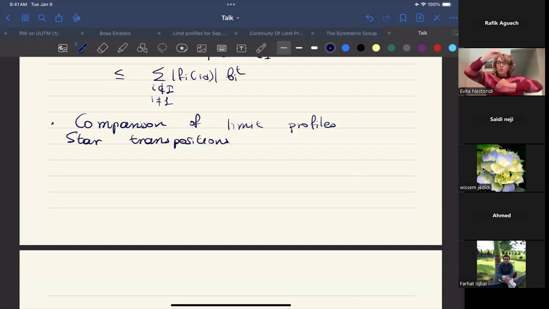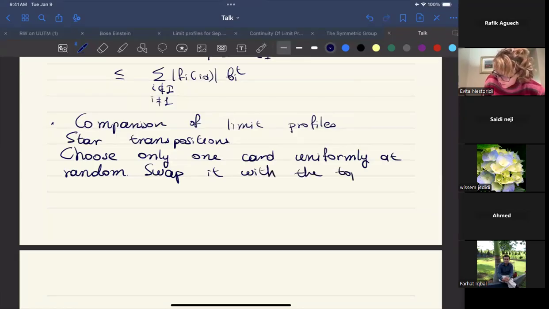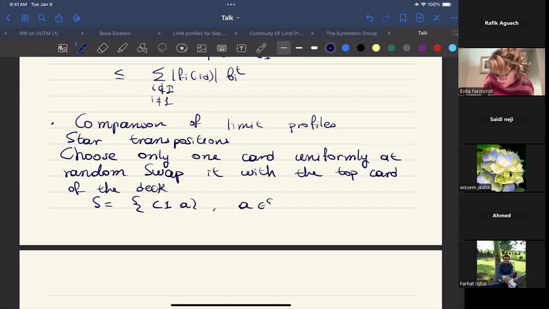So remember, in random transpositions, you touch two cards and you swap them. In star transpositions, you choose only one card uniformly at random, and then we swap it with the top card of the deck. That corresponds to performing star transpositions, meaning transpositions of the form 1A, where A could be any of the cards. So that's also a generating set of the symmetric group. And the idea is that roughly performing two star transpositions is very close to performing random transpositions. Not exactly the same, but very close.